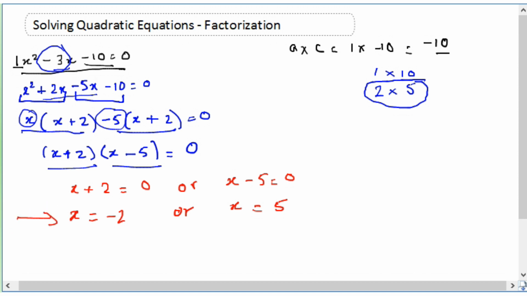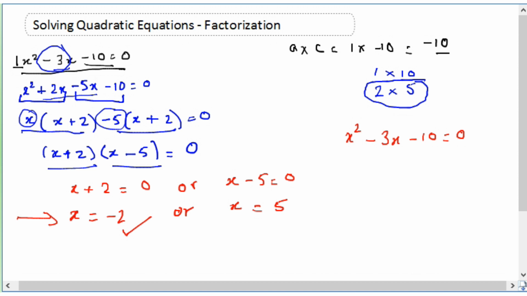So substituting those values of x here, let us see if it works or not. So if x is negative 2, the square of negative 2 is positive 4. If x is negative 2, then negative 2 into negative 3 gives us positive 6. So 4 plus 6 is 10, and 10 minus 10 is 0. So yes, negative 2 is a root of the equation, or a solution for the equation.